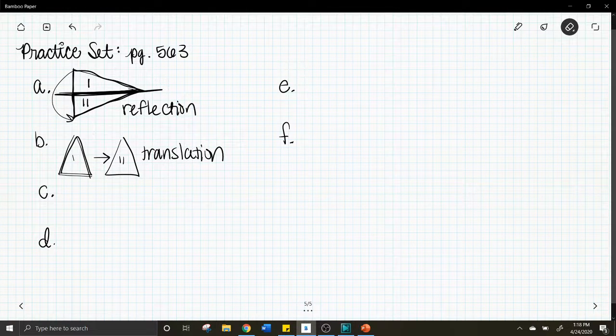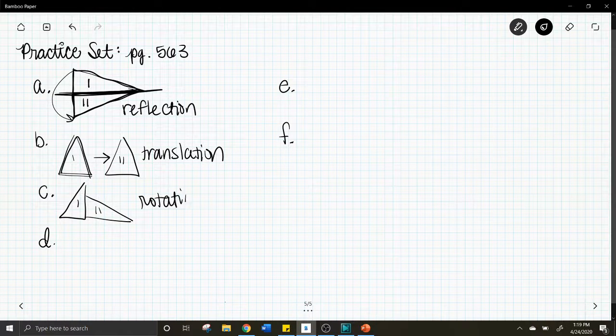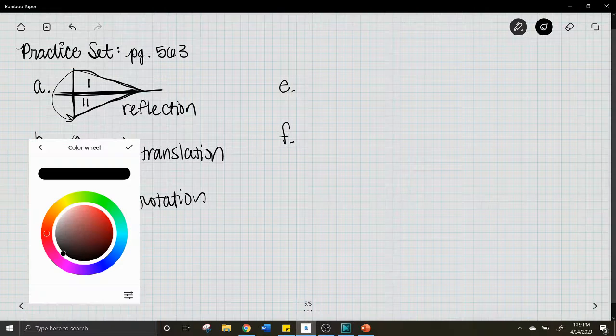Okay, triangle C. So we have our first triangle up here, and then our second triangle here. What happened? This was rotation. So remember that rotation is turning a figure about a certain point. So like I said for that first one, it's as if we held our finger to this point here and we just rotated the triangle.